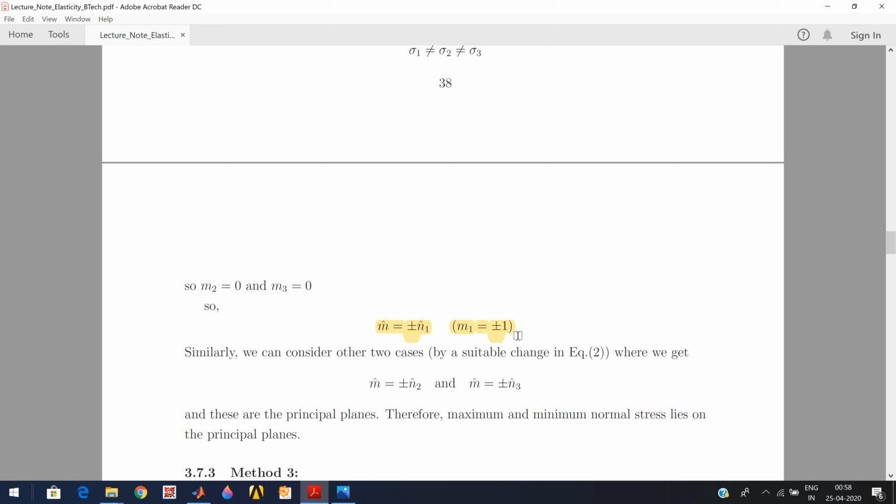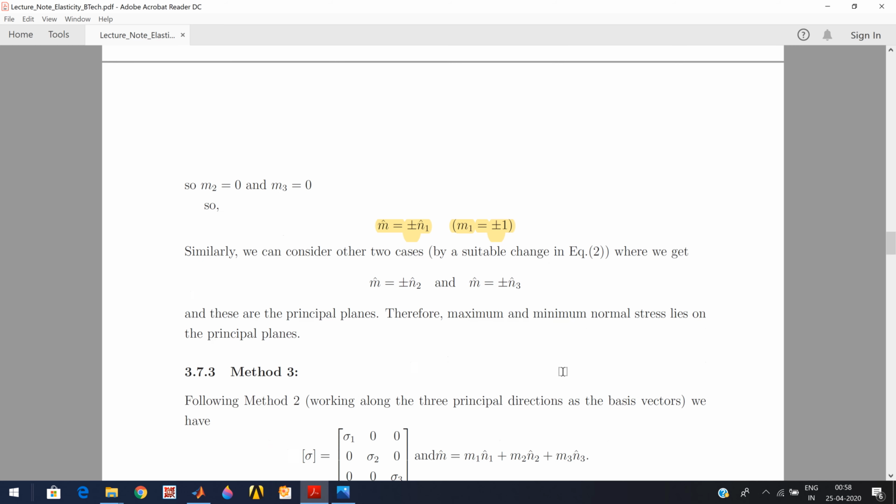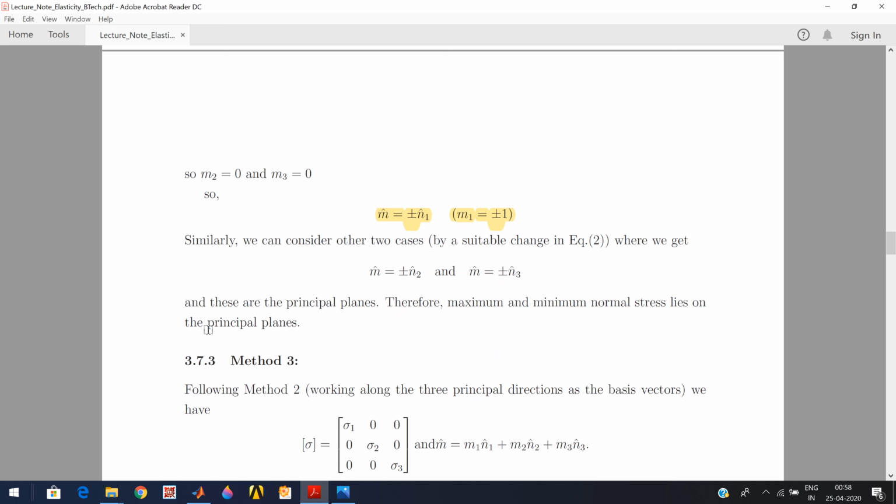So we can change the variable suitably, and we can get that the optimum plane is along n2 and n3. So that means the principal planes are the planes where the normal stress will be maximum or minimum. So maximum and minimum values of normal stress will be along the principal planes. So that's one important observation.